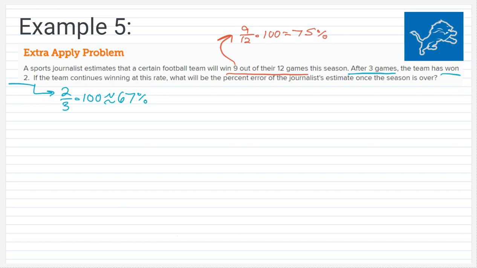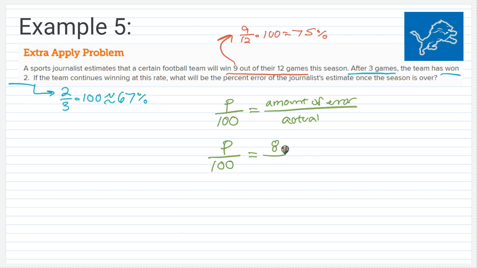Now, when I set up my proportion, now that I have those winning rates calculated, percent over 100 is equal to the amount of error over the actual. And then we just plug in the information that we know. So we don't know the percent. That's going to be over 100. The amount of error, we're going to do 75 minus 67, and that ends up being 8. And the actual score, or the rate at which they're winning, is going to be the 67%. Then we're going to do our cross products and solve.